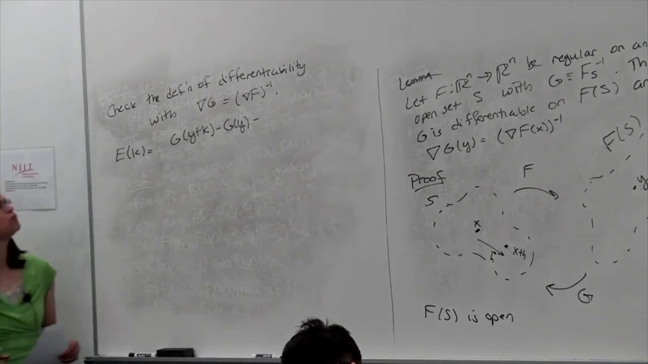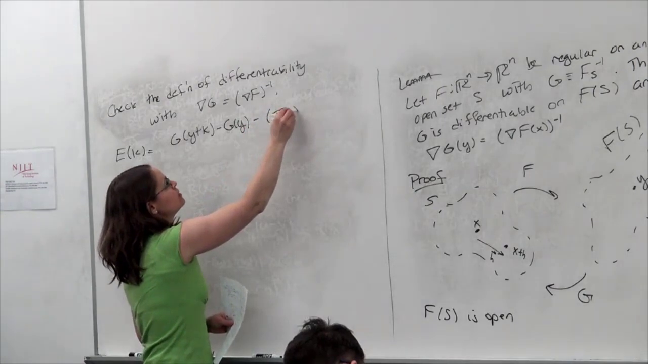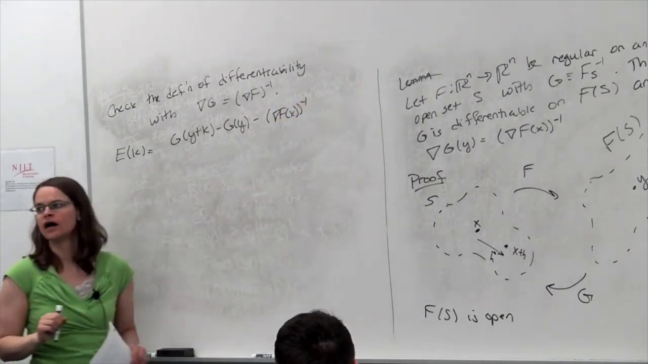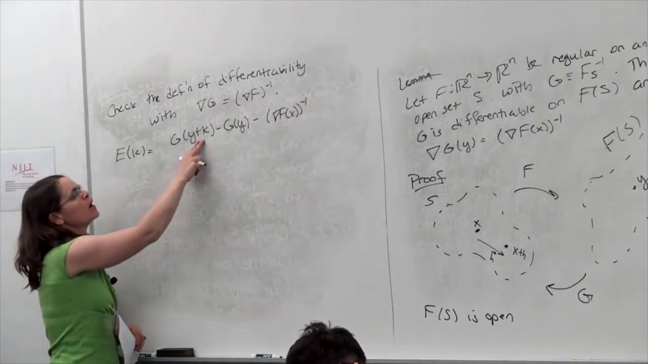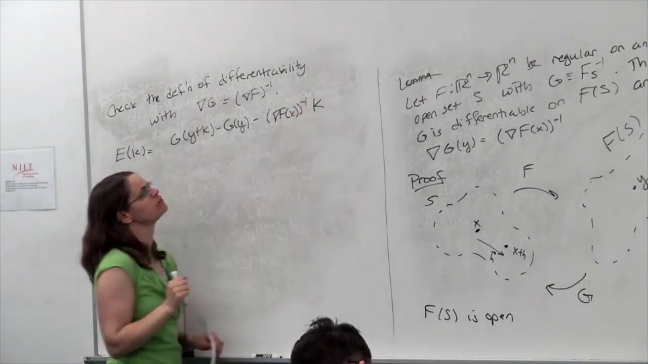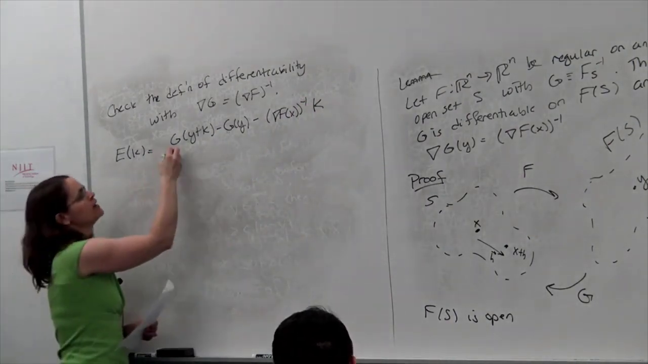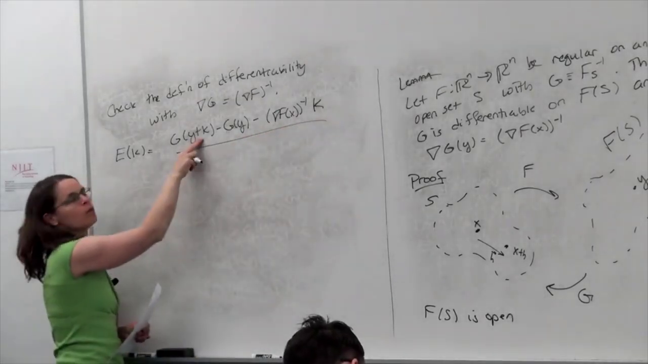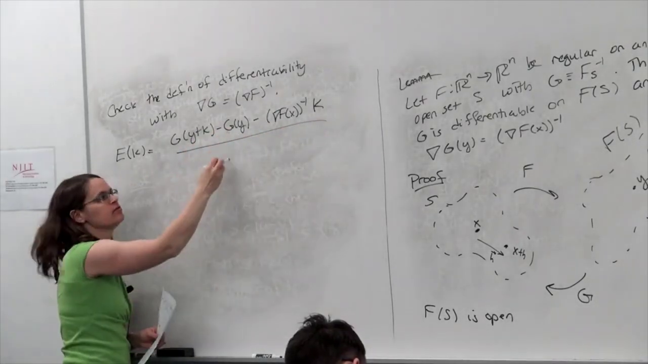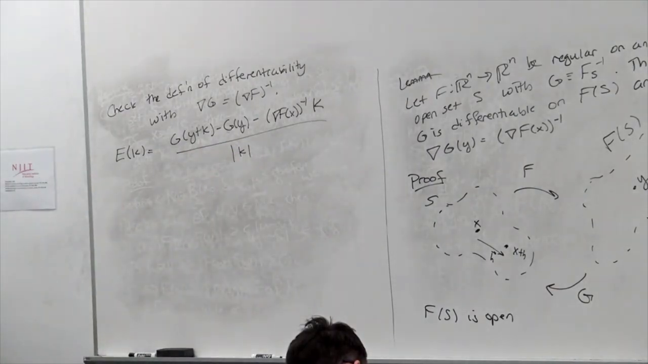Okay, then what did we have? We had something that involved the Jacobian of f inverse times y plus k minus y, so just k here. And then we had to divide this by y plus k minus y, so the length of k.